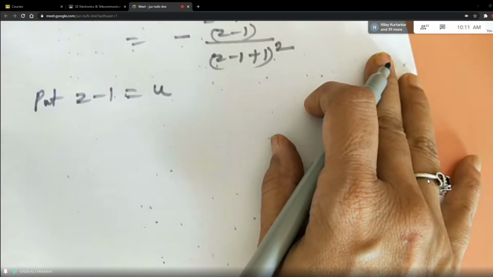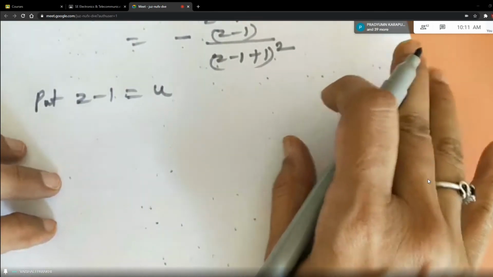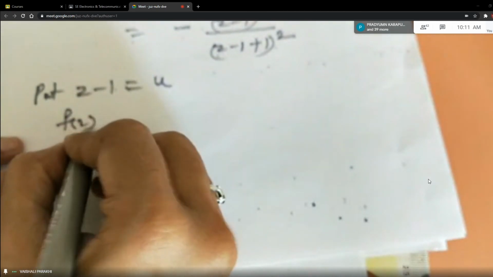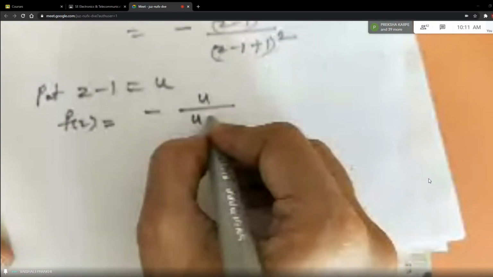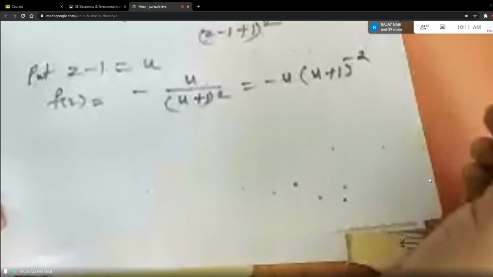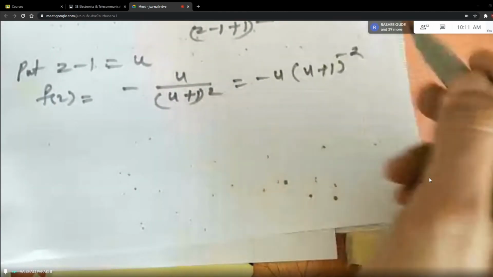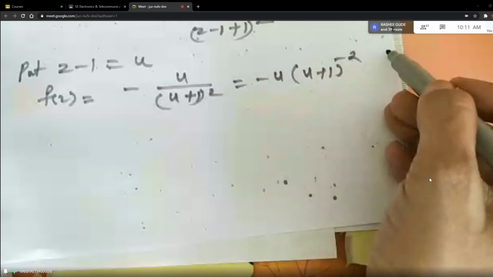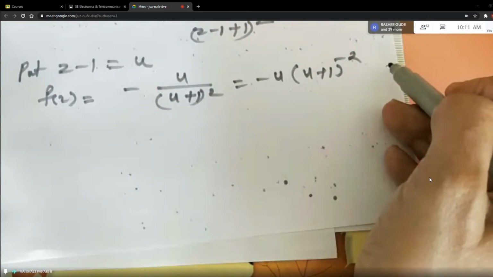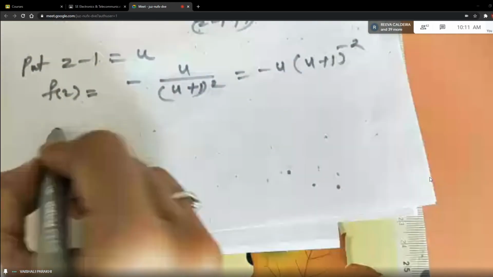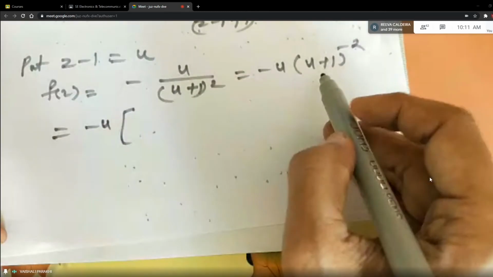So what does this give you? F of z, how will it look? It will be minus u upon u plus 1 the whole square, agree? And now it is minus u into u plus 1 raised to minus 2, because when the power is positive in the denominator, it becomes negative in the numerator. Now, minus u as it is.